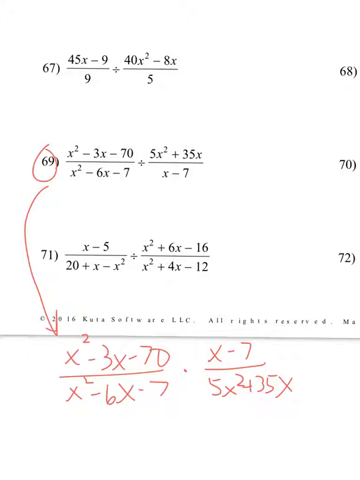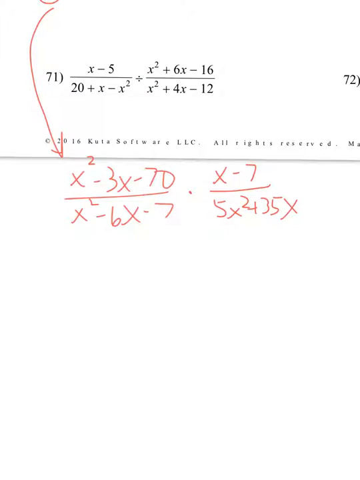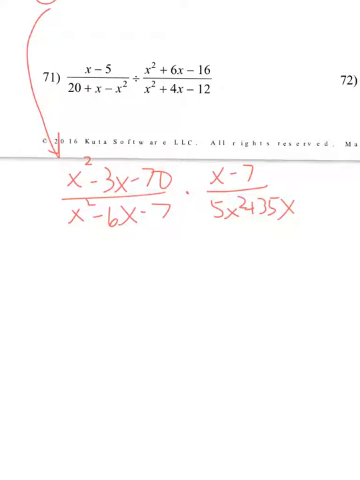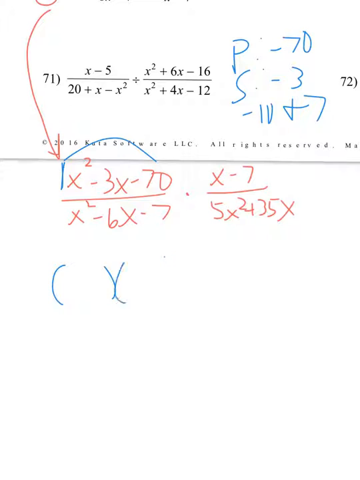Now, we can't do any canceling until we factor. It's all about factoring and canceling factors. So, if we look at the top, I want a product of negative 70, that's a trinomial, a sum of negative 3, so that's going to be negative 10 and 7. And again, if a is 1, we can really factor that top into just x minus 10, x plus 3. And you could go through and do the splitting process if you're more comfortable with that.